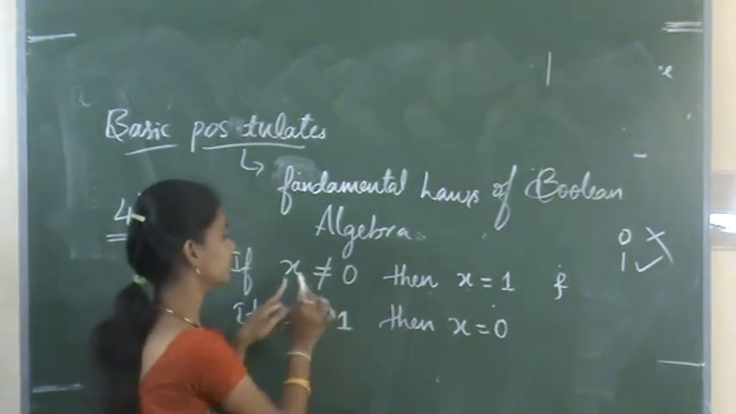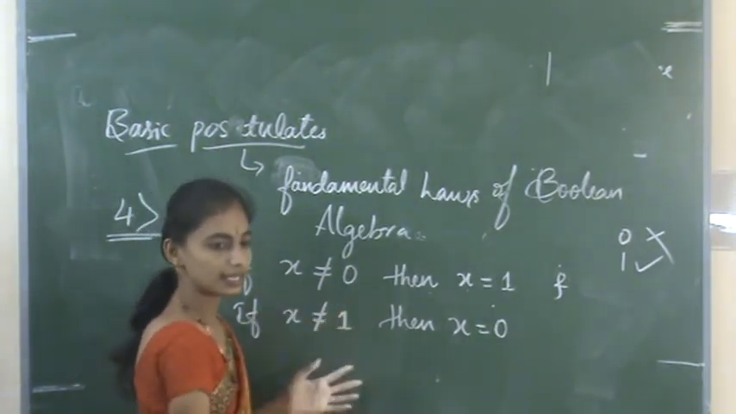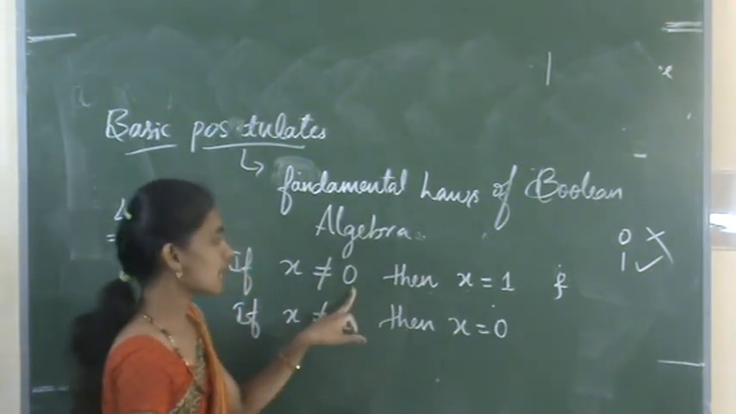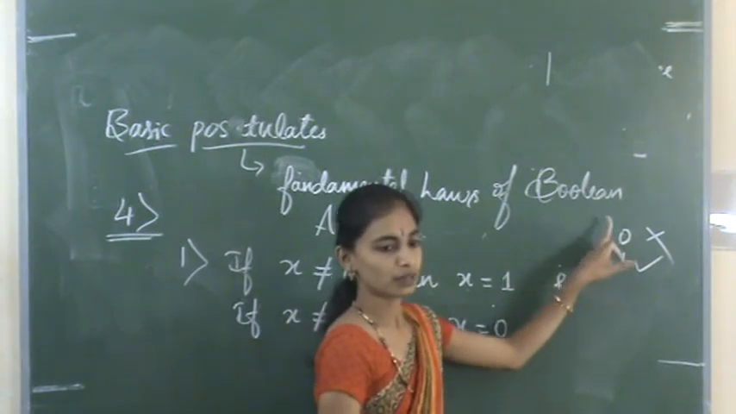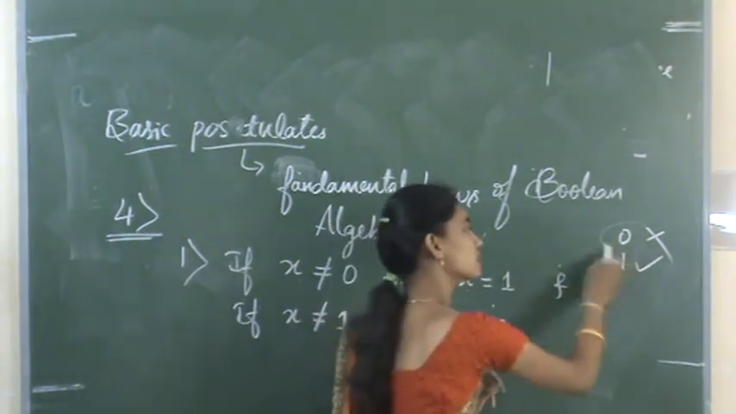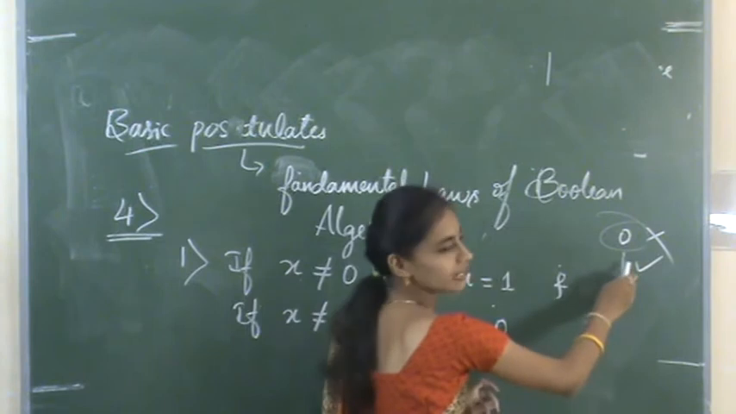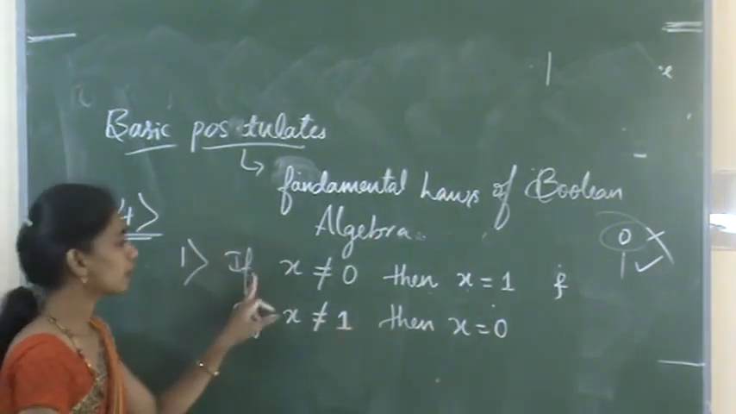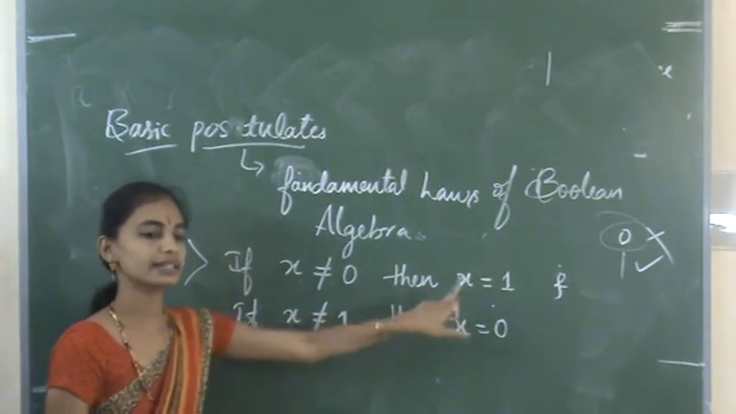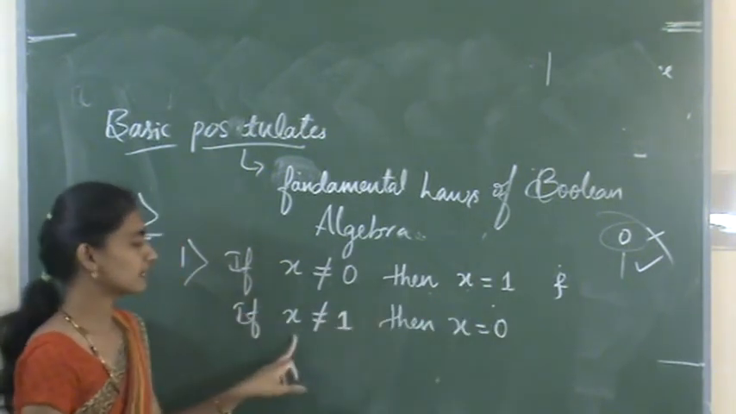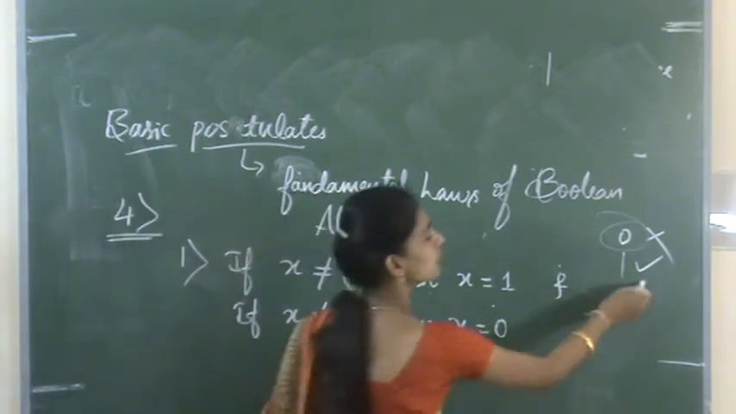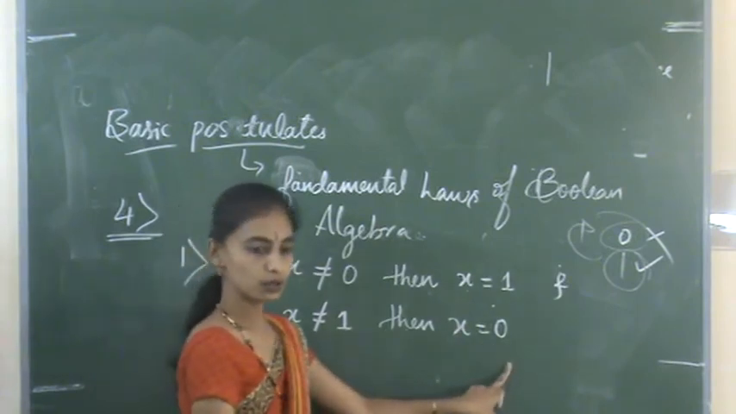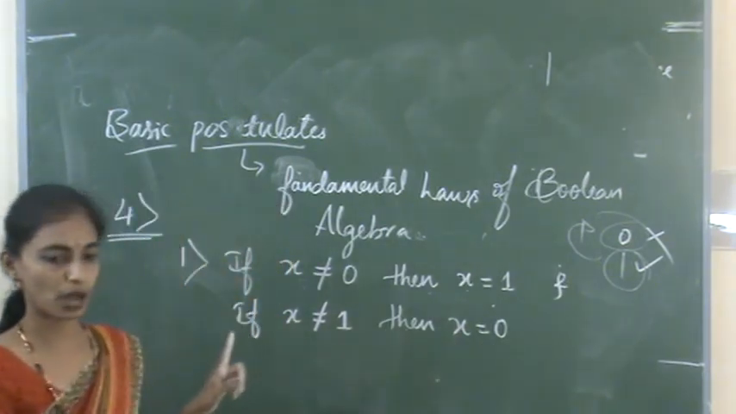If x is not equal to 0, it is not 0, so we have only 2 values: one is 0, another one is 1. If it is not 0, obviously it has to be 1. If x is not equal to 1, it has to be 0. So this is the first postulate.